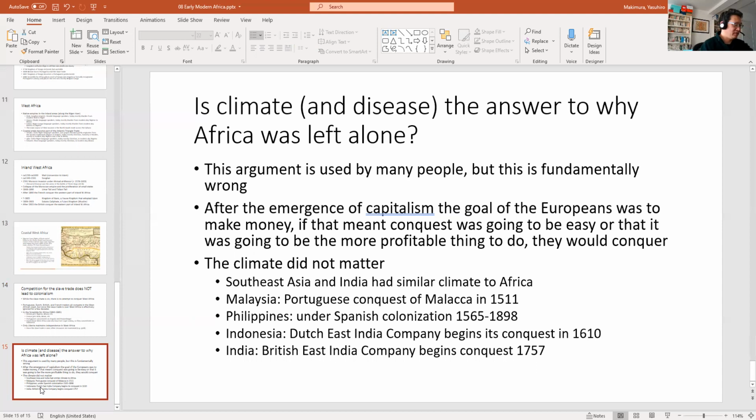So I think it's more about the nature of capitalism and the African ability to defend themselves that is the cause for why Africa was left alone, not climate and disease. Although I wouldn't say climate and disease is not important. It was important, but it's not the main reason why it didn't happen. Because if that was the case, then you can't explain Southeast Asia and India.